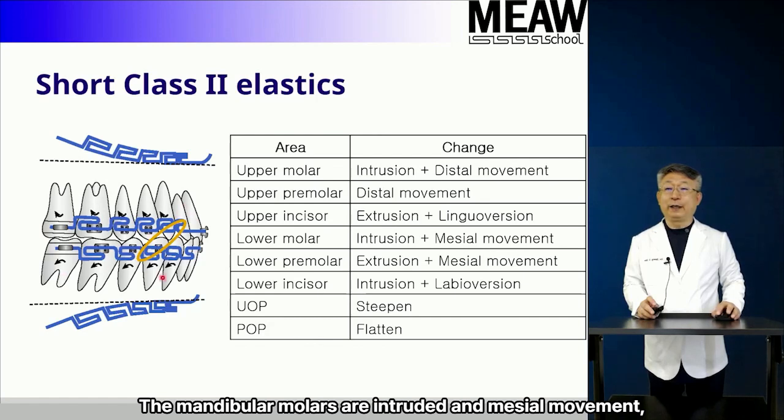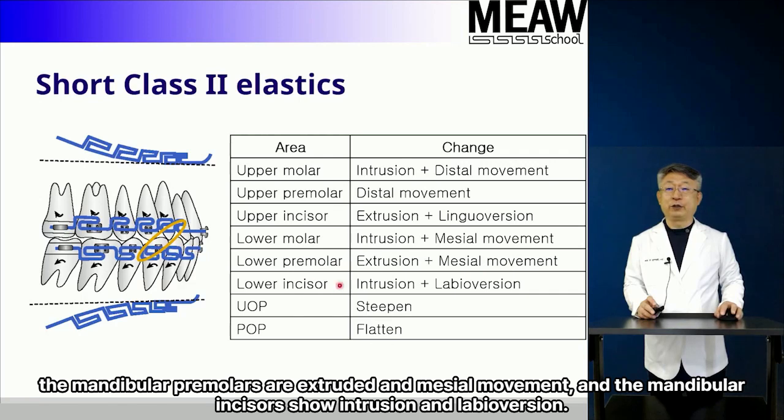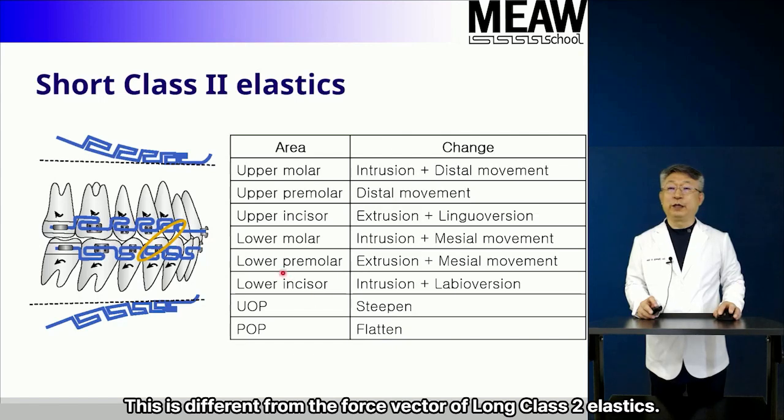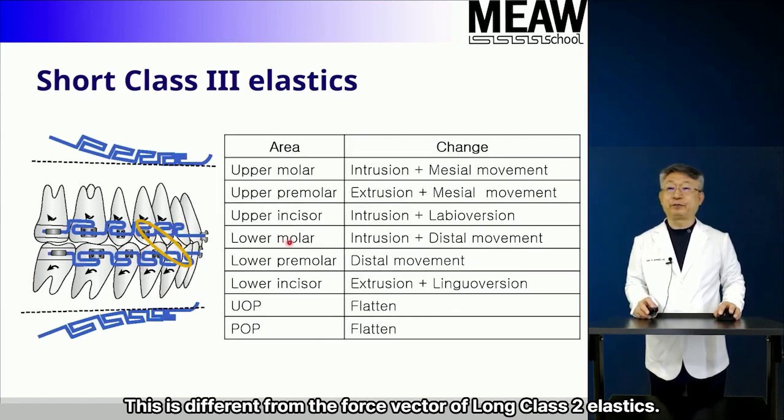The mandibular molars are intruded and move mesially. The mandibular premolars are extruded and move mesially, and the mandibular incisors show intrusion and labioversion. UOP is slightly steepened, and POP is flattened. This is different from the force vector of long Class 2 elastics.